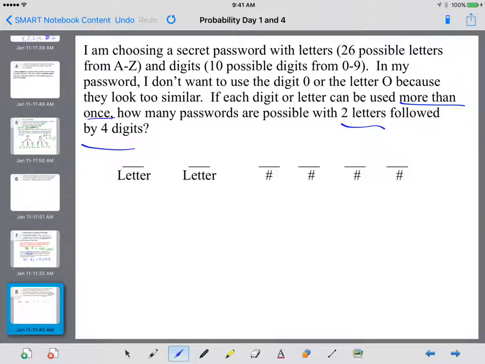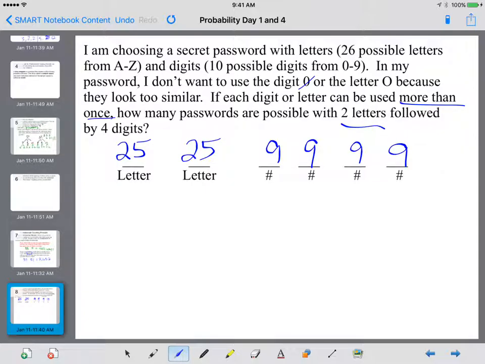Well, if I'm taking out the O, that leaves me with, instead of 26, 25 letters. So for my first letter, I can choose from 25 letters. Now, if I can repeat, it means I can use the same letter twice. So for my second letter, I've got 25 options. Now, there are 10 possible digits from 0 to 9, but we're not going to use the digit 0. So that means I have 9 numbers to choose from for the first number. And if I can repeat, I can use the same number. I'm going to have 9 possible choices for all of them.